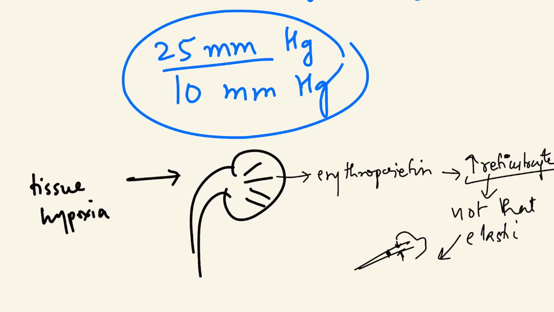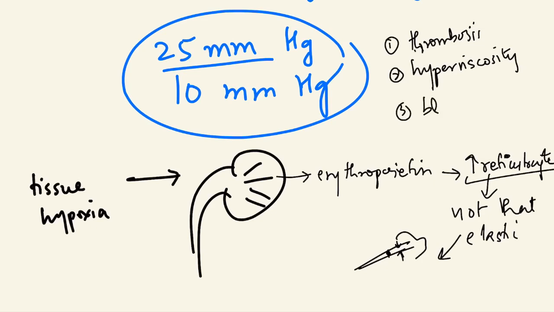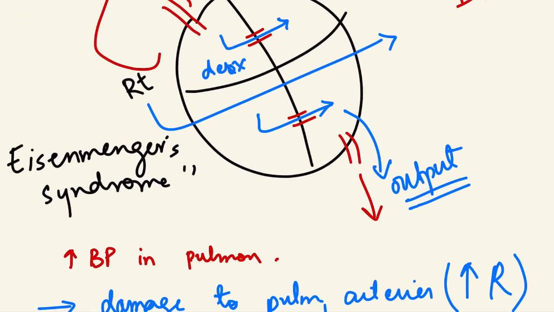So the consequences of Eisenmenger syndrome will include thrombosis, because we have increased retic and RBC count. We can also have hyperviscosity syndrome because of the same reasons. And lastly, we are also going to have bleeding, mainly in the lungs, and the patient can cough up blood, and also bleeding in other areas is common. Okay, so that was all about Eisenmenger syndrome.